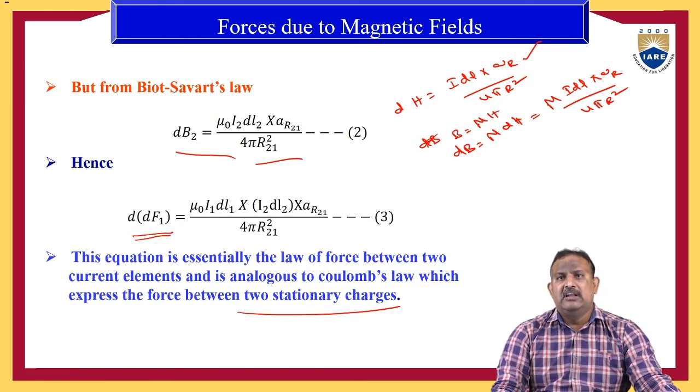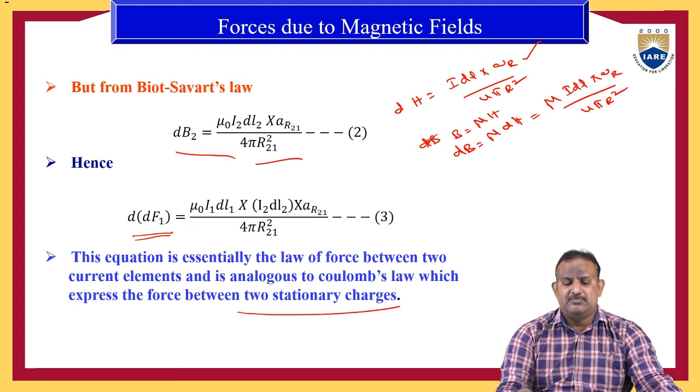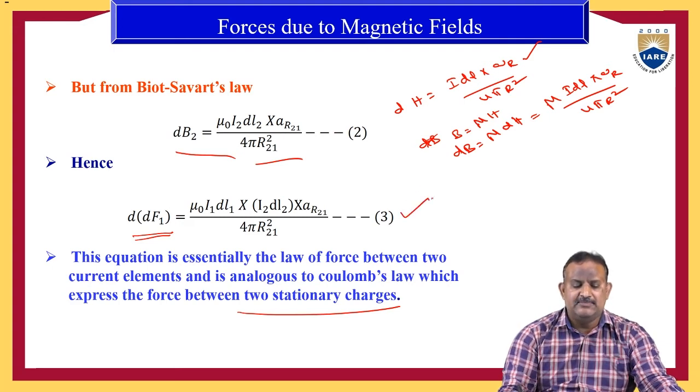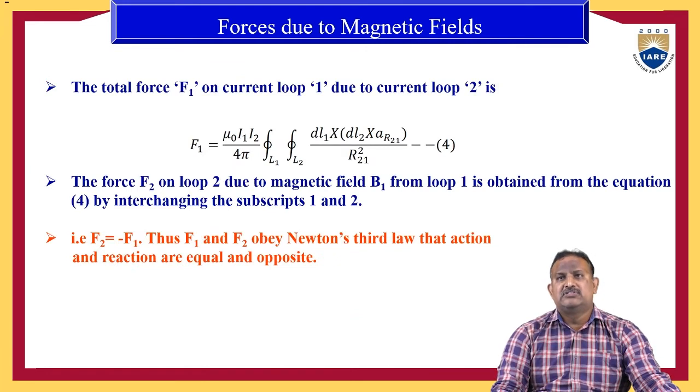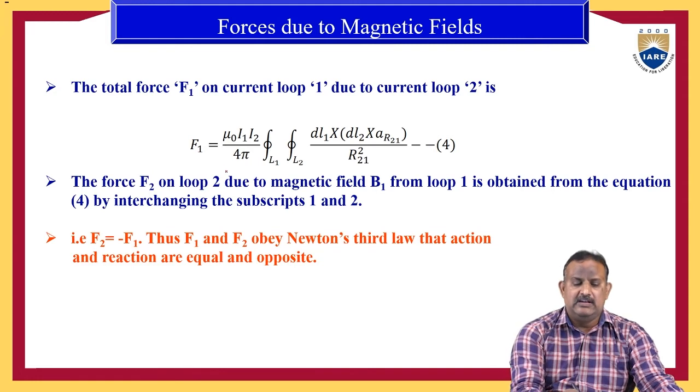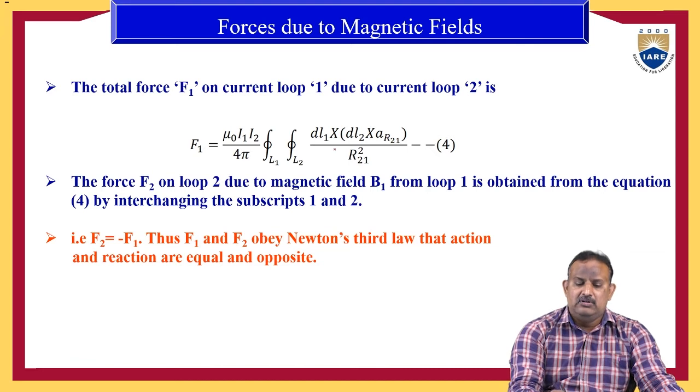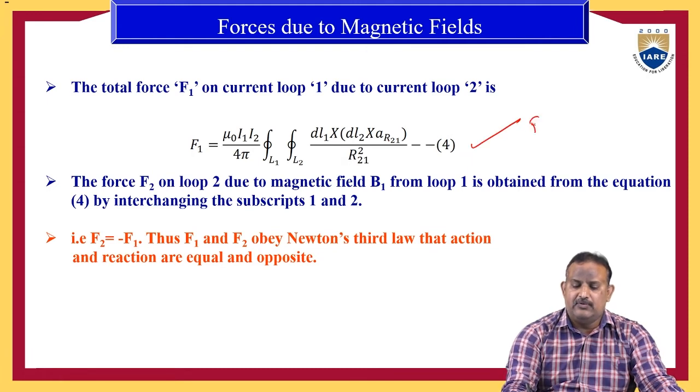If we integrate equation 3 twice, we can find the force F1. Therefore, the total force F1 on current loop 1 due to current loop 2 is obtained by integrating twice. Here mu naught, I1 and I2 are constants, so F1 is mu naught I1 I2 by 4 pi times the line integral over L1 and the line integral over L2 of dL1 cross dL2 cross aR21 by R21 square. This is the force F1.